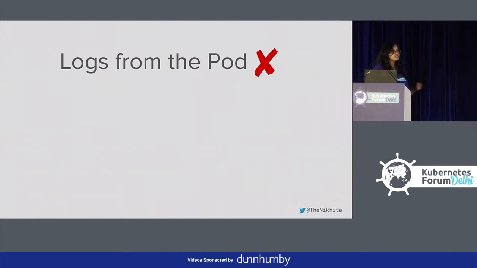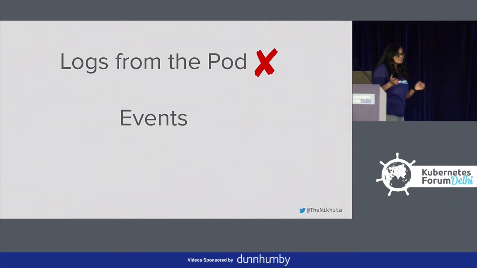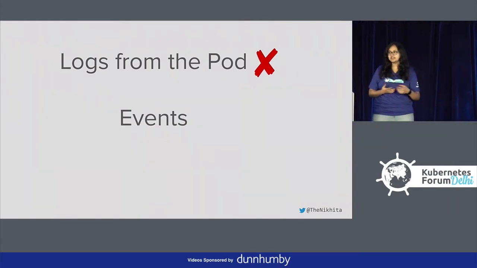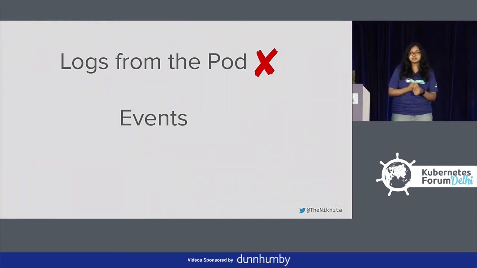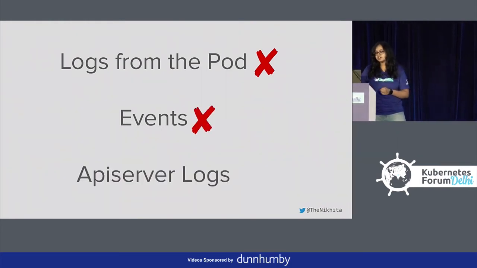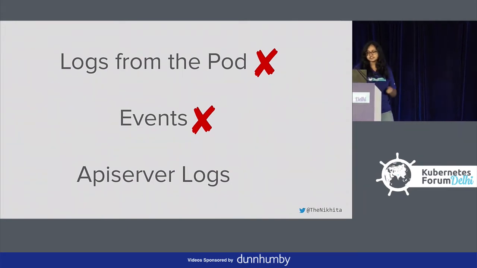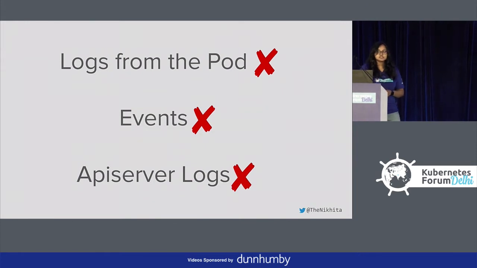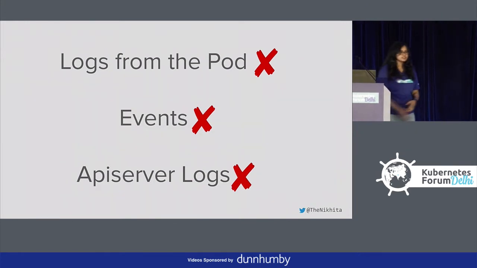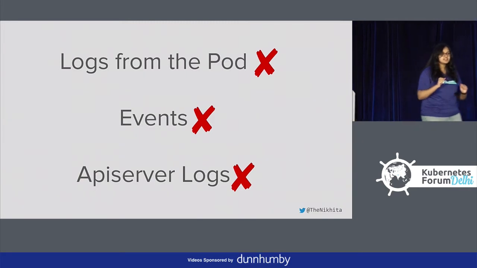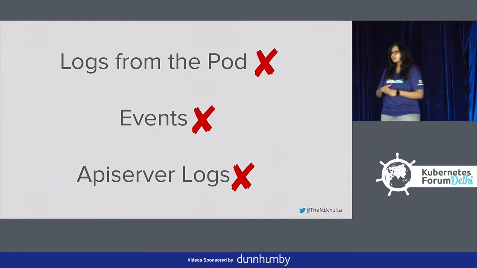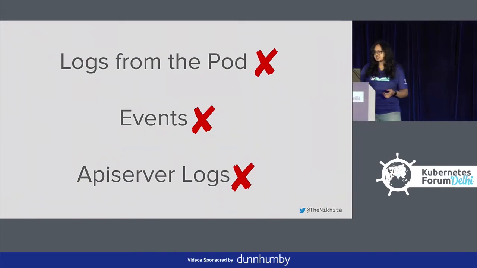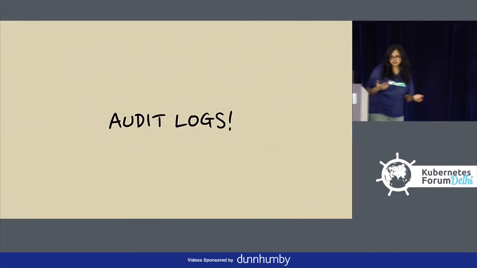Then you decide to look at events. That also doesn't tell you who did it. It might tell you that the secret value got updated, when it got updated, but again, it doesn't tell you who did it. The same goes with API server logs. You still don't find out how this change came along. So you're stuck now. You decide to head back to the Kubernetes website. You search for what feature you can use to make this happen. And then you come across this shiny thing called audit logs.